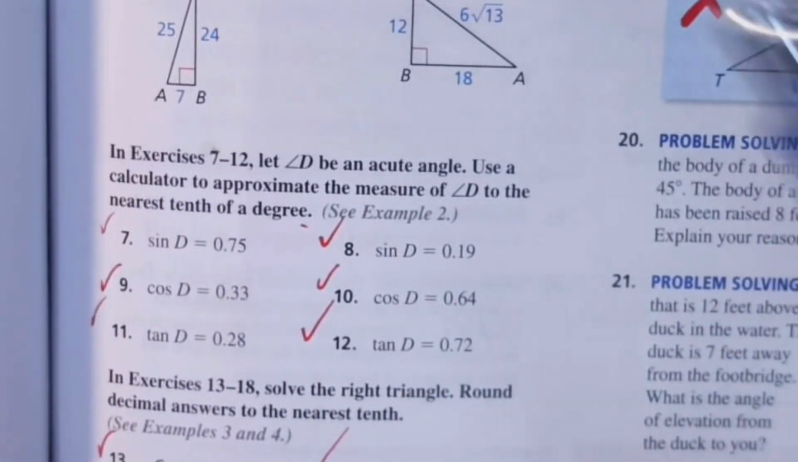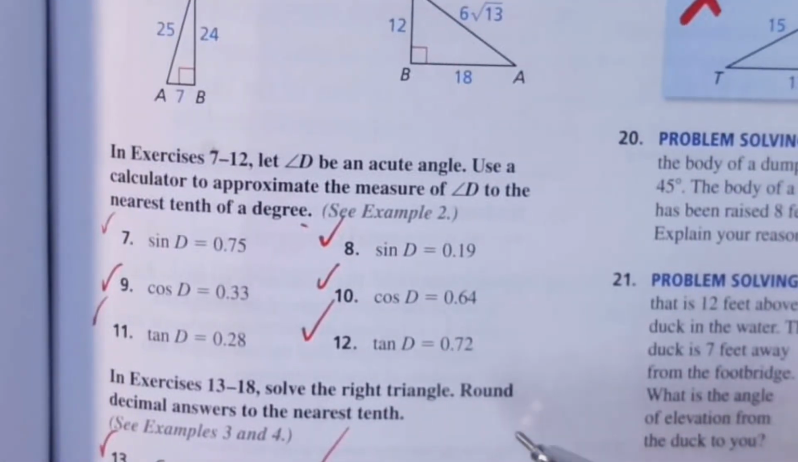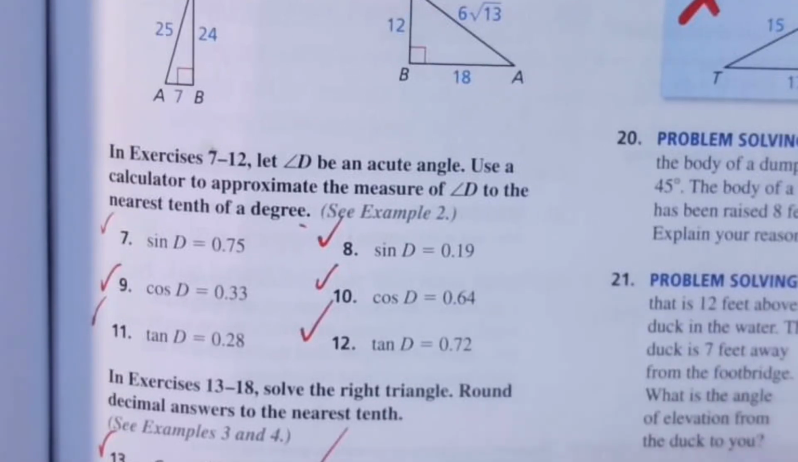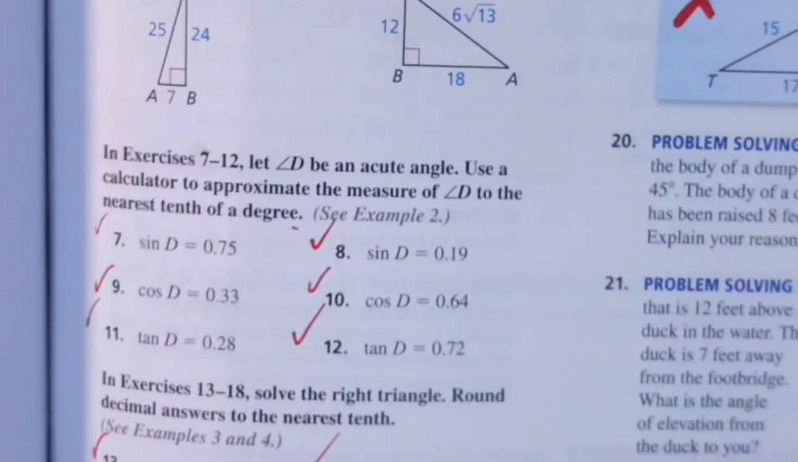All right. Solve the right triangle, round the decimal answer to the nearest tenth. That's what we just went over. That's our assignment.